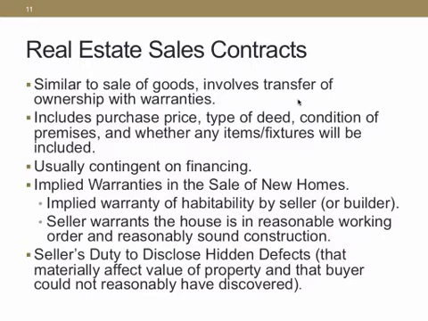It usually includes the purchase price, the type of deed that's required, condition of the premises, and whether the fixtures are included or not. It's usually contingent upon financing, and there's usually an implied warranty in the sale of new homes that the property is habitable, able to be lived in. The seller warrants the house is in reasonable working order and has reasonably sound construction. The seller has a duty to disclose hidden defects, defects that materially alter the value of the property and the buyer could not have reasonably discovered.